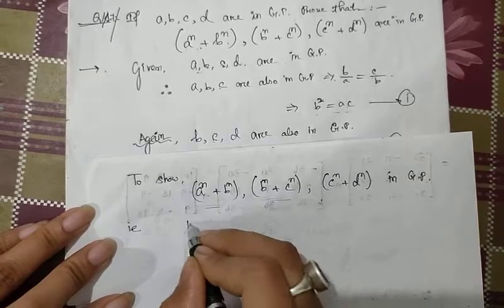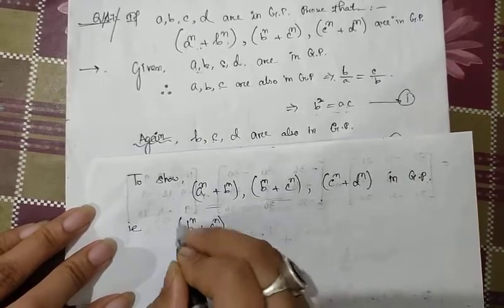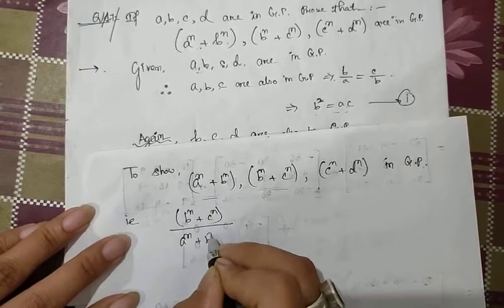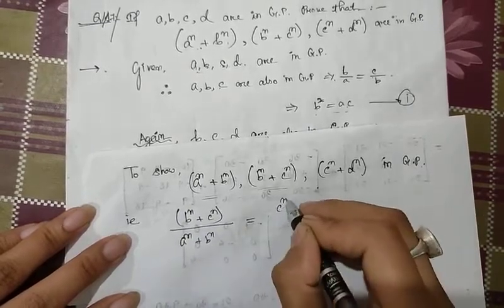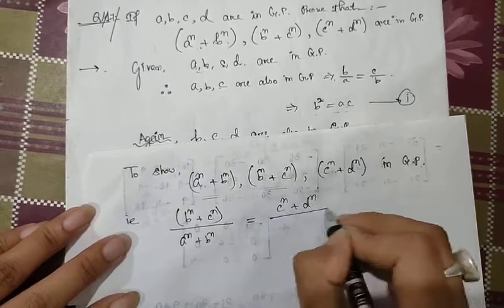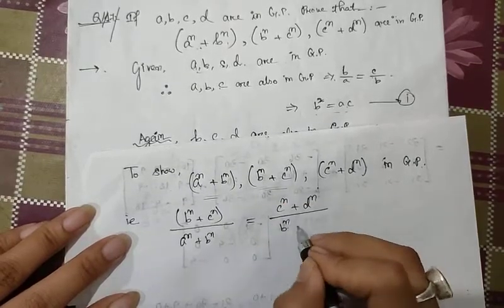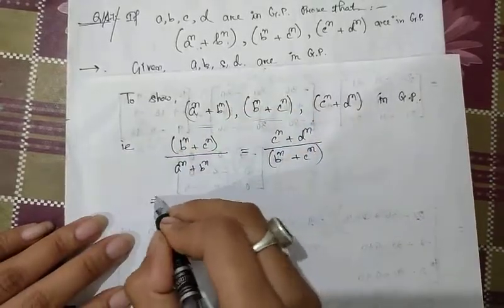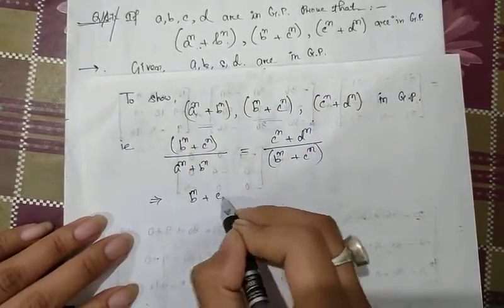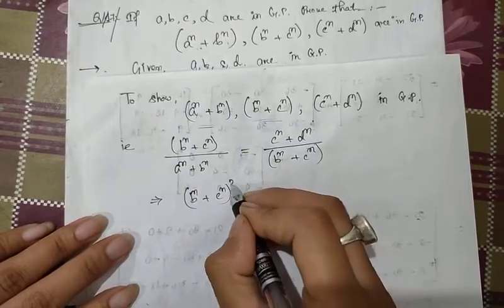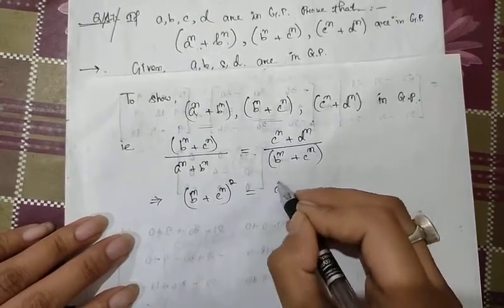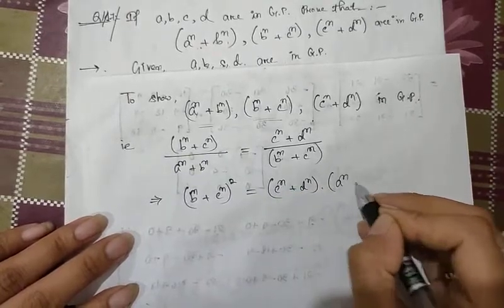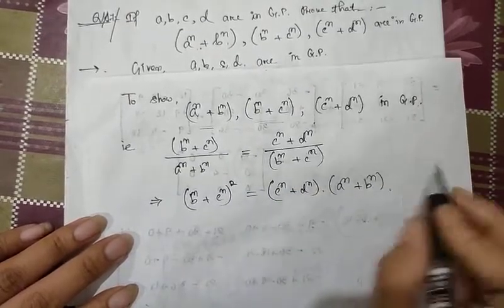So what we must have is second term by first term must be equal to third term by second term. So cross multiplying, we will get b to the power n plus c to the power n whole square equal to c to the power n plus d to the power n into a to the power n plus b to the power n.